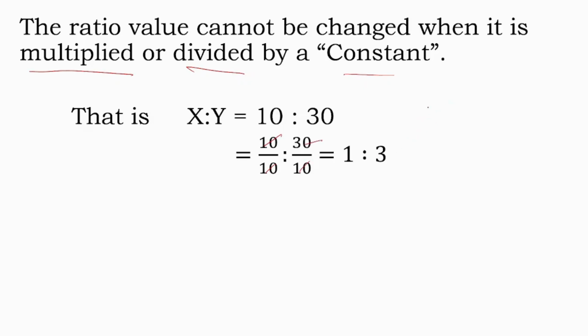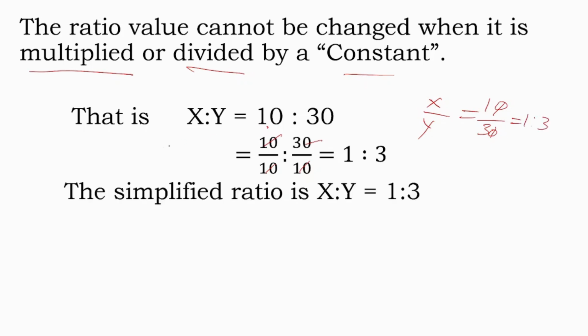So we know that X is to Y can be expressed as X by Y, which means 10 by 30. So the two zeros cancel, which equals 1 is to 3. This value is called the simplified ratio. So the simplified ratio of X is to Y is 1 is to 3. That is, 10 is to 30 is similar to 1 is to 3.